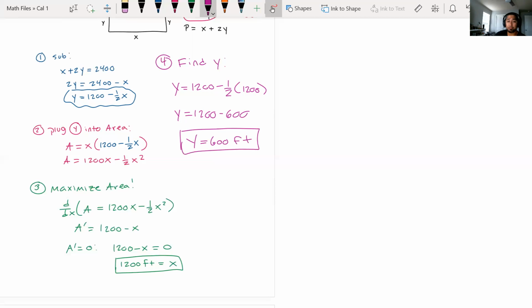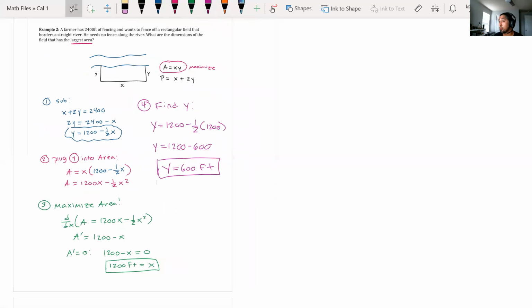Okay, there you go. So in order to maximize the area of this fence that will border the river, the length needs to be 1200 feet and the width needs to be 600 feet. And I think we wanted dimensions again. So dimensions is what, 1200 by 600? And there we go.